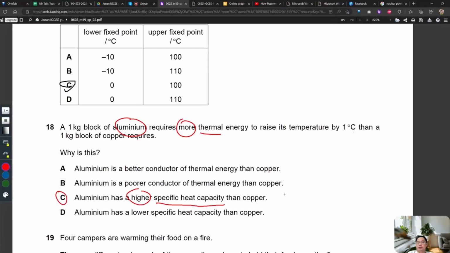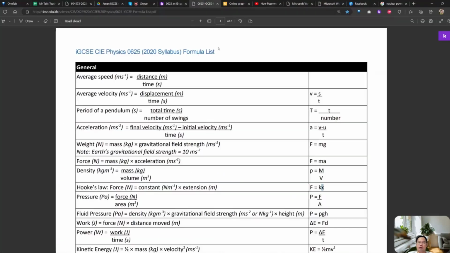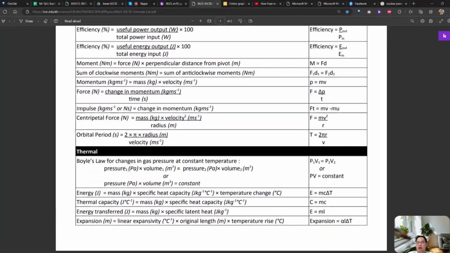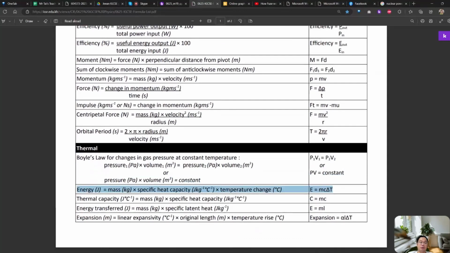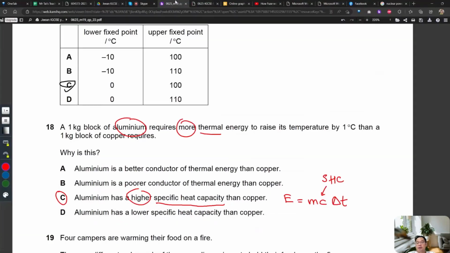The equation of specific heat capacity is E equals mc delta T. Remember, you can open the formula sheet and check it again. This c is the specific heat capacity. Looking for that formula in this sheet. Here, about the thermal topic. Specific heat capacity means how much thermal energy is required to raise the temperature of 1 kilogram of substance by 1 degree Celsius.